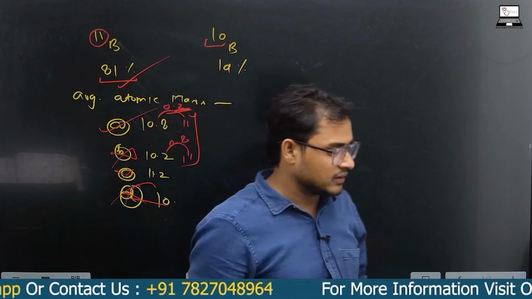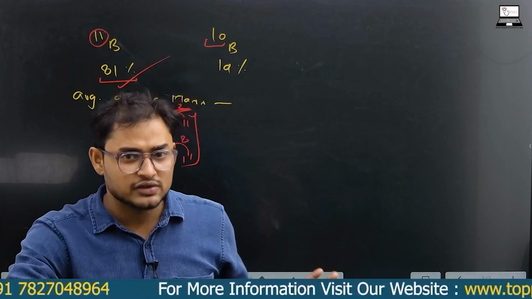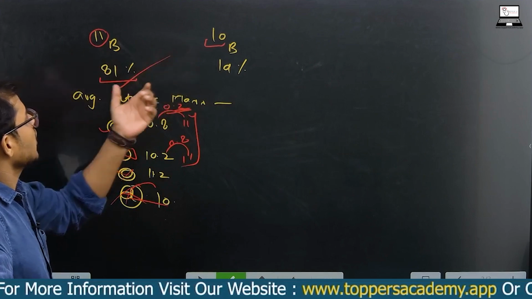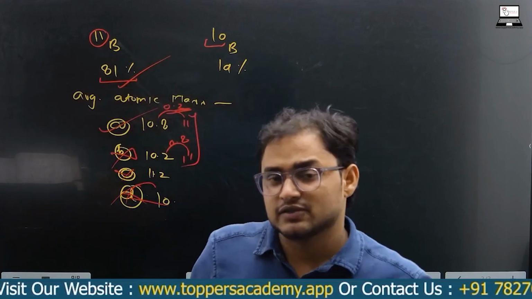So that was all about this. You can find the average atomic mass in just 2 to 3 seconds by using this funda. The funda will be the same, whatever the values of atomic masses or percent abundance are given to you. I hope it is very clear to you.